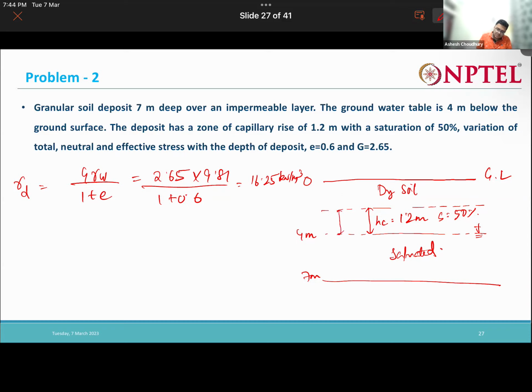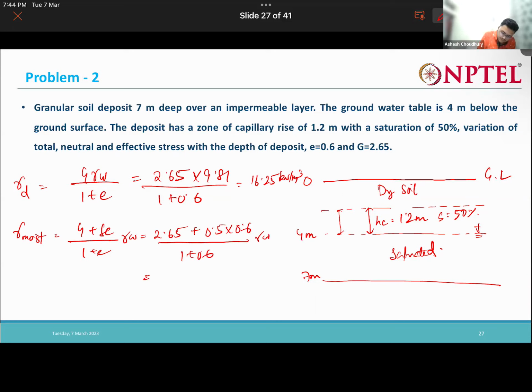Then in this portion it's moist, right? So gamma moist is equal to (G plus Se) by (1 plus e) into gamma w. Now adding up, 2.65 plus 0.5 into 0.65, into 9.81, by 1.65. That gives 18.08.